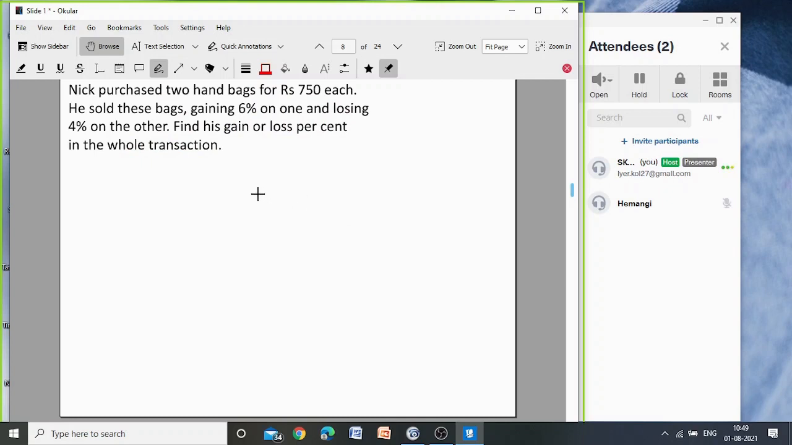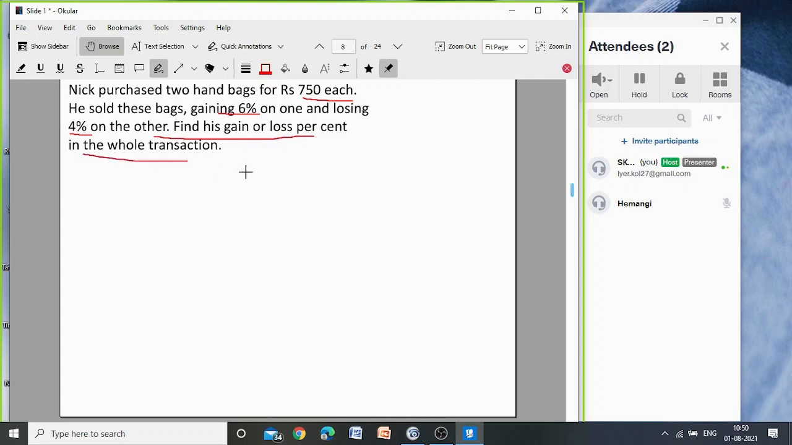Now here this is what I was telling, how when you calculate on cost price, it is easier to calculate. Nick purchased 2 handbags for 750 each. Now the cost price is equal. Earlier the selling price was equal, now the cost price is equal. Now it is easy. So gaining 6% on one and 4% on the other. Find his gain or loss percent in the whole transaction.